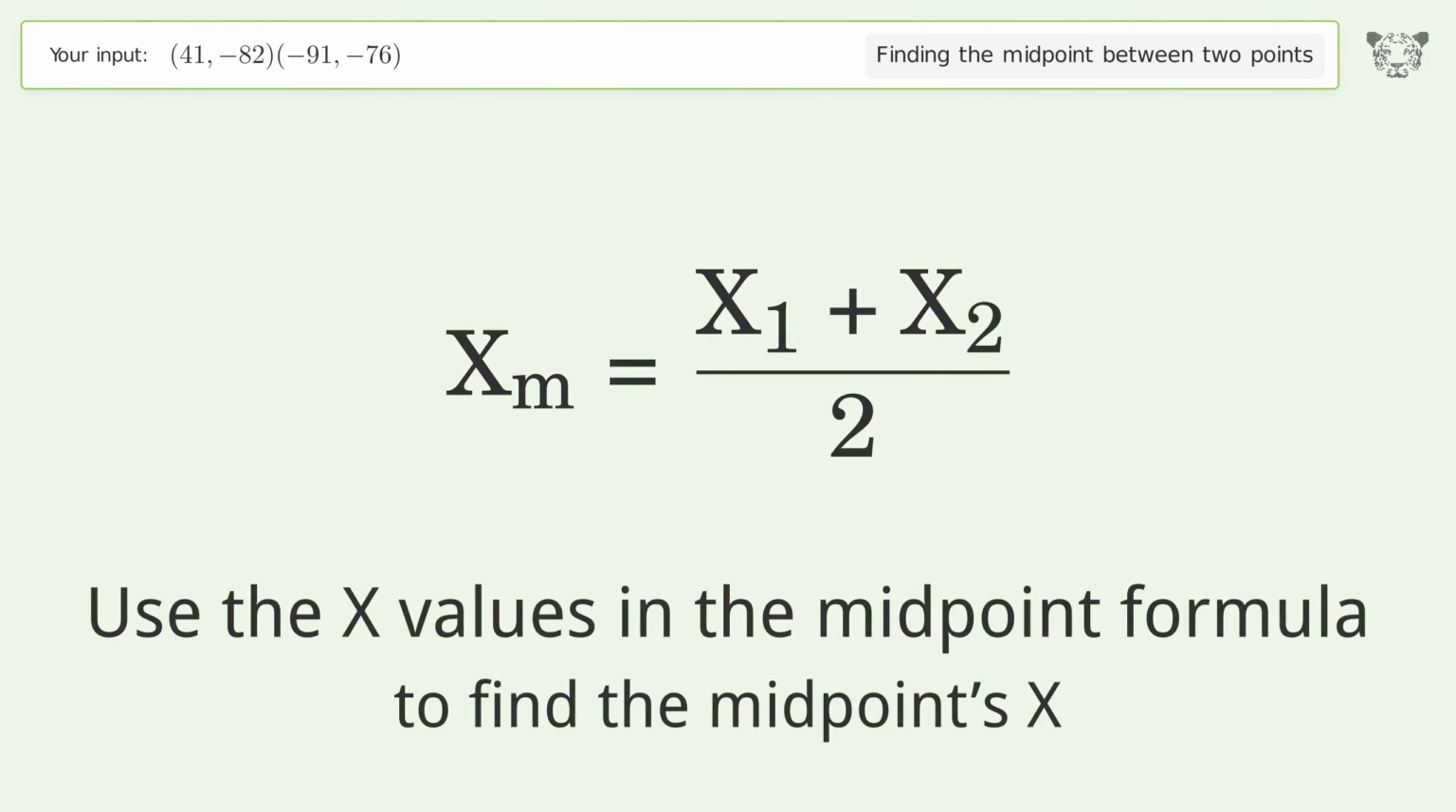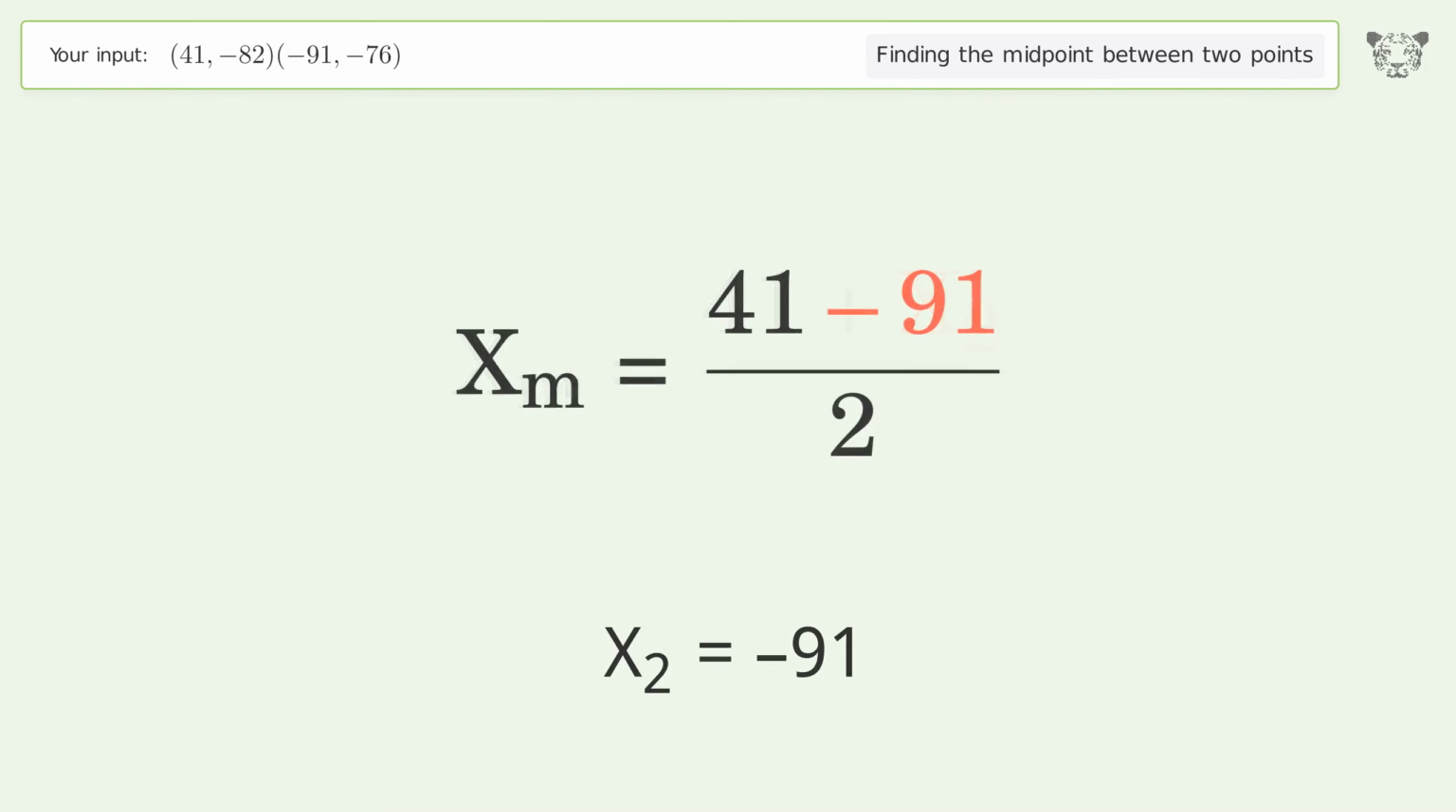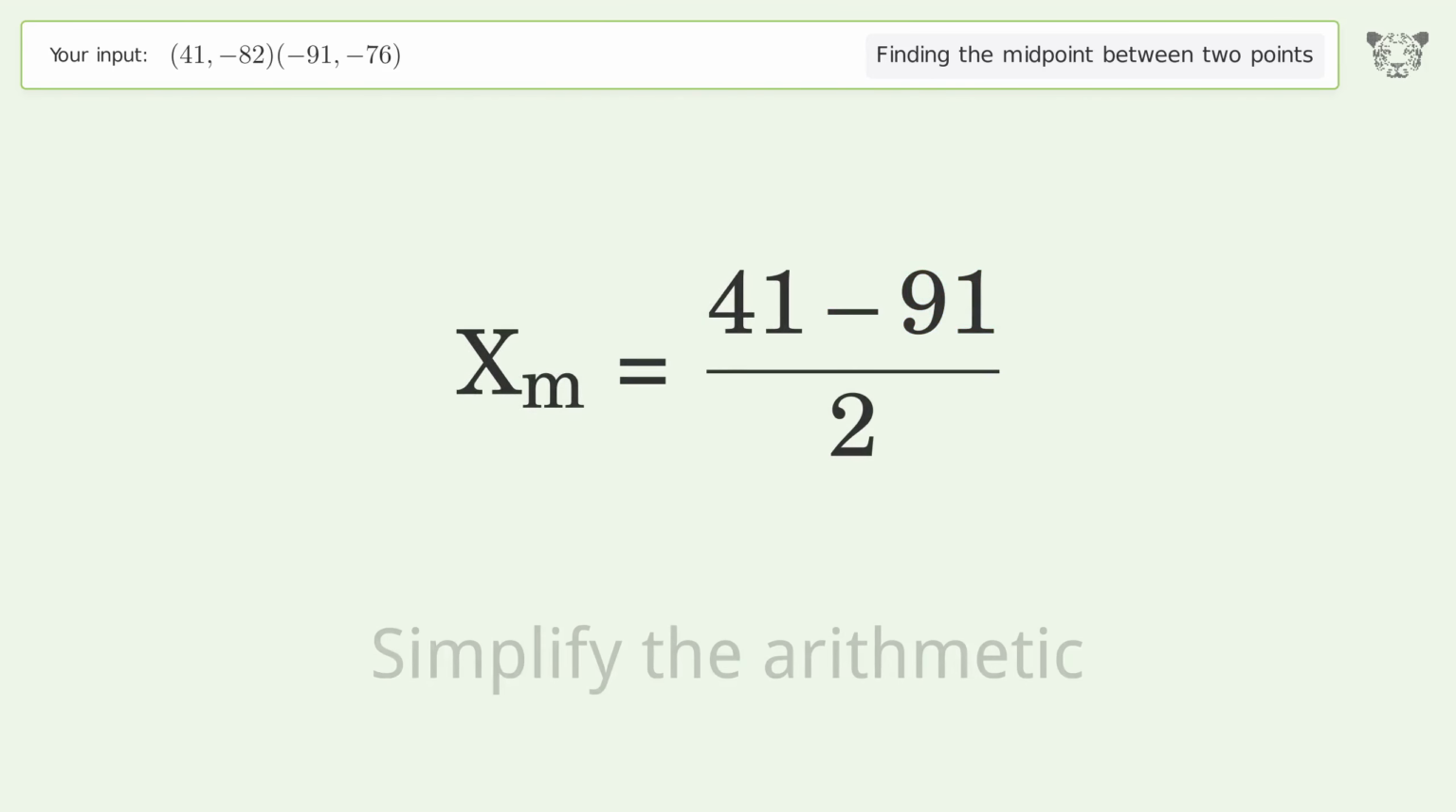Use the x values in the midpoint formula to find the midpoint's x. x1 equals 41. x2 equals -91. Simplify the arithmetic.